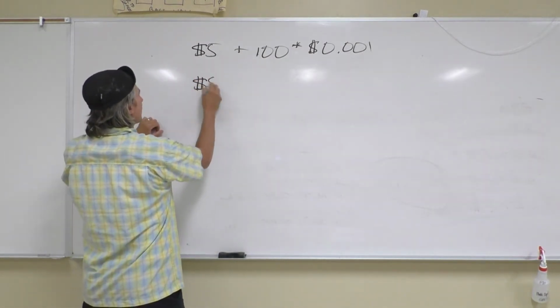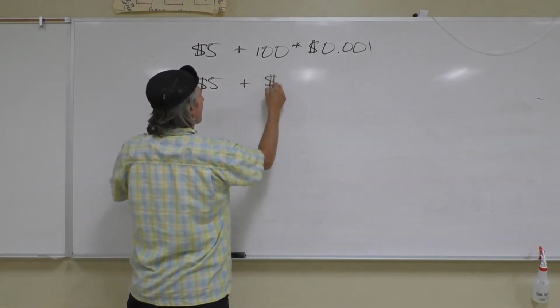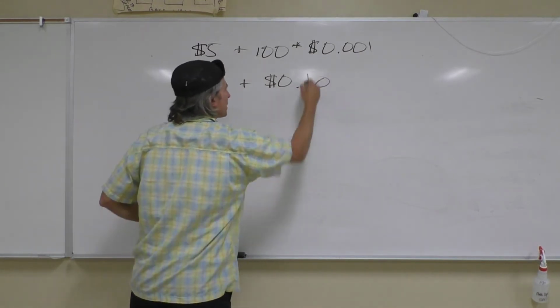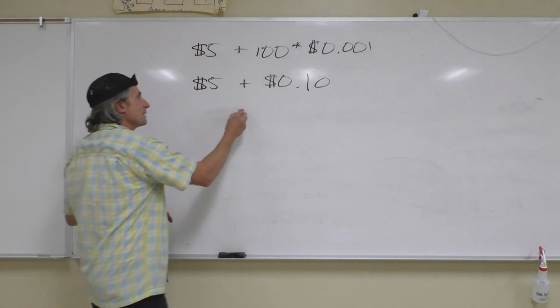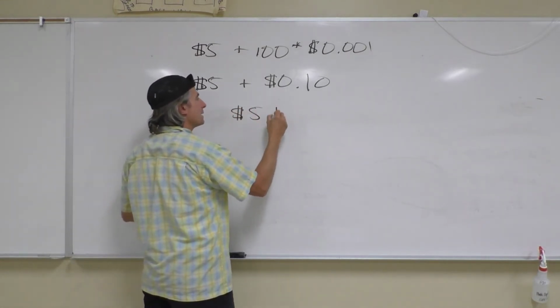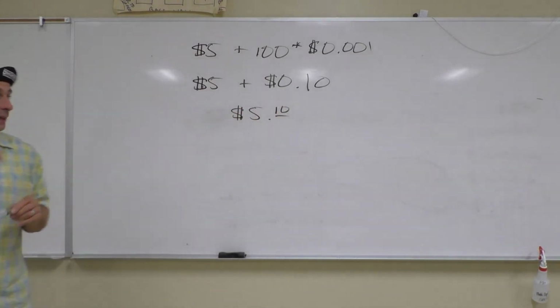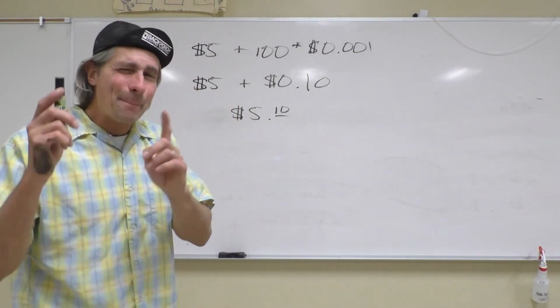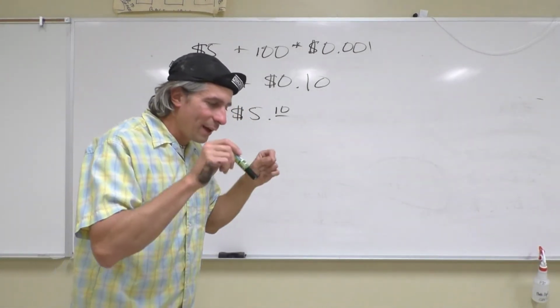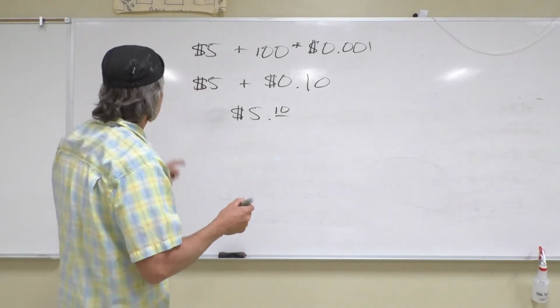So you have $5 plus 10 cents. Put a 0 there if it helps. And what's $5 plus 10 cents? That's $5.10. $5.10. Pretty straightforward. Now that you've seen that one, I bet you can do 12 and 13 pretty quickly. 12, here's 11.